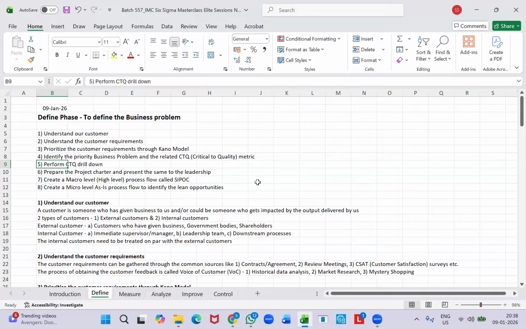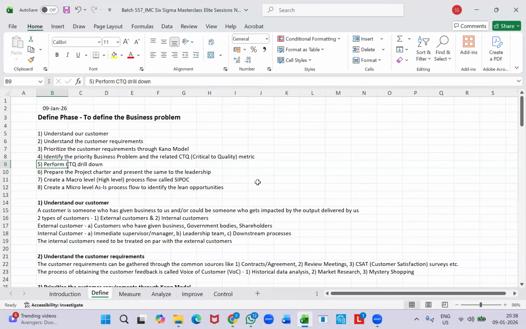So when we perform the CTQ drill down exercise, we need to come up with the result. It is not as if we need to perform this and then leave it as it is. What we are trying to infer from this particular analysis is something we need to specify at the end of that slide. So the objective behind each and every exercise needs to be properly understood.